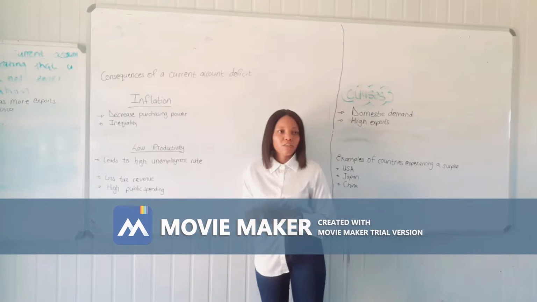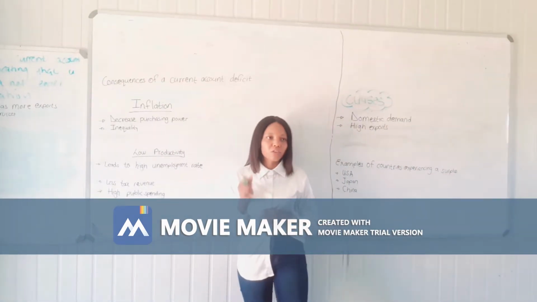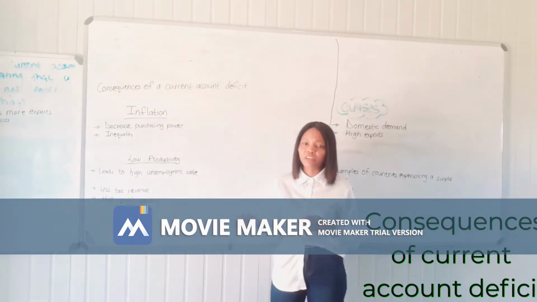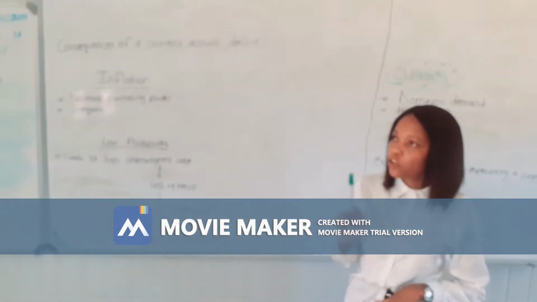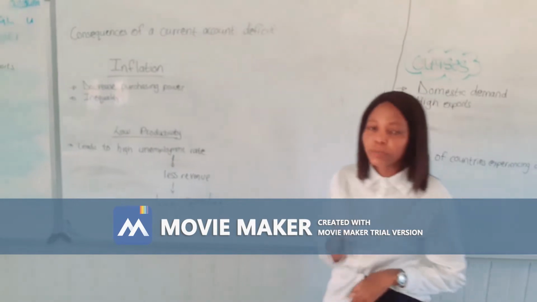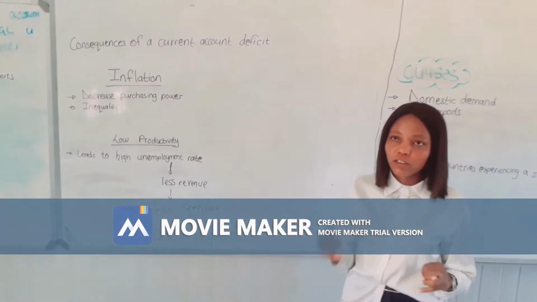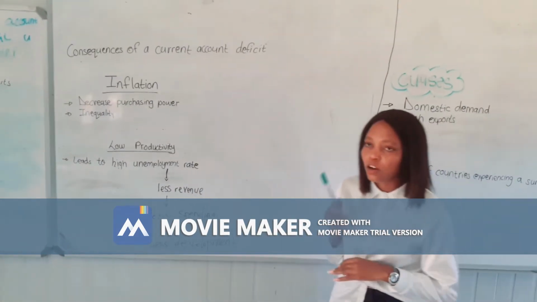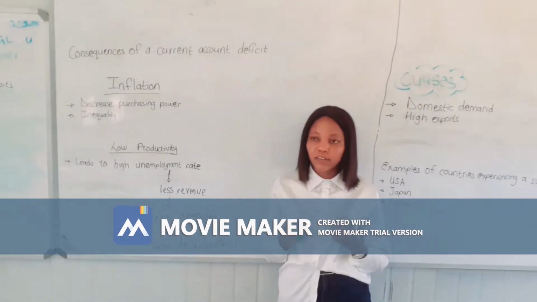Since you know the meaning of the current account deficit and the causes, now we are going to look at the consequences of the current account deficit, particularly on inflation and low productivity. Now we are focusing on the consequences of inflation. We have decreasing purchasing power, which means money loses its value as the price of goods and services increase, and this leads to less spending. We also have inequality, which means low-income households will be badly affected because they cannot afford the goods and services.